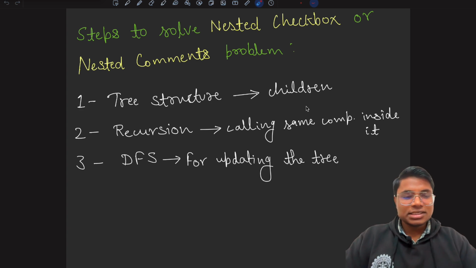The last step is DFS. We need DFS to update the tree. Let's say we have just checked the parent, then we need to do DFS to check all of its sub-children. So for that we need DFS. These are the three major steps for solving the nested checkbox and nested comments problem.